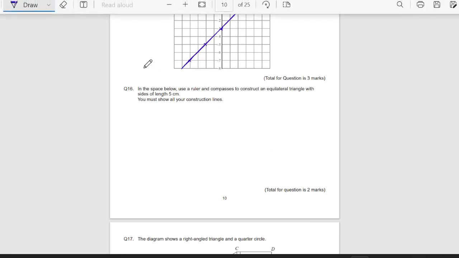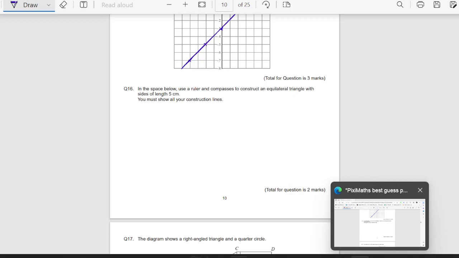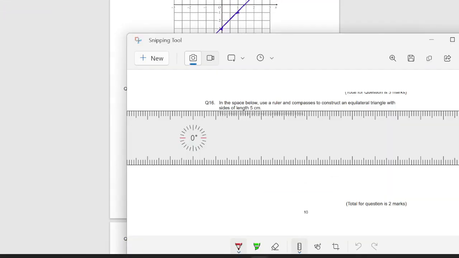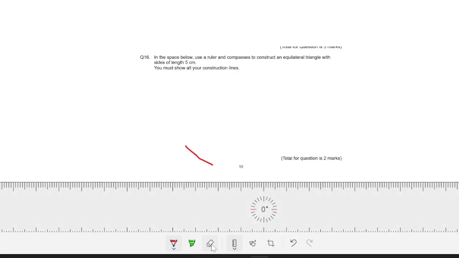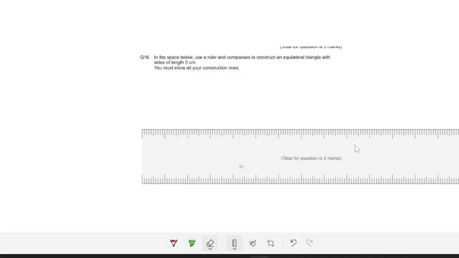Okay, for question 16, in the space below, use a ruler and compass to construct an equilateral triangle with sides of length 5 centimeters. You must show your construction lines. So again, I'm going to use my snipping tool to help me demonstrate this. And you're going to have to kind of imagine the compass a little bit. It's a fairly good way of doing it though.